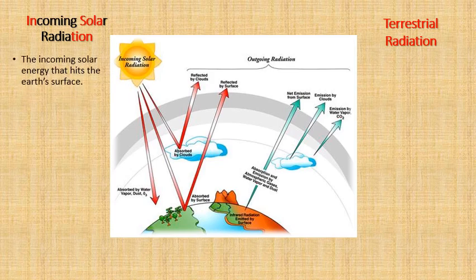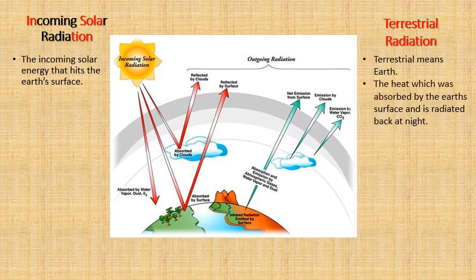Incoming solar radiation is the incoming solar energy that hits the surface from the sun. What about terrestrial radiation? Terrestrial means earth, and terrestrial radiation is the heat which was absorbed by the earth's surface. Obviously, when insolation is happening, some of the heat or light which hits the earth will get reflected, but some will get absorbed, right? What was absorbed by the earth's surface is radiated back after a long time, most probably at night. During the day we have sun, so the earth absorbs during the day and gives back at night.